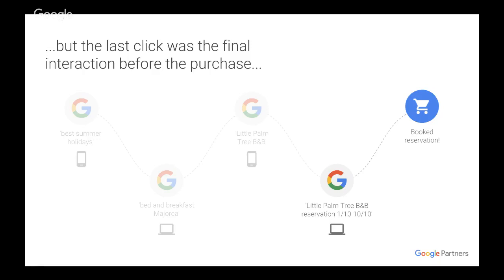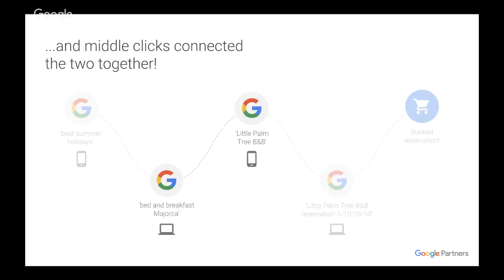Others will think, hey, the last click was the real valuable interaction because it is the final interaction before the purchase. So there are different schools here, because other people will say, hey, the middle clicks actually connected everything, so they are very valuable. The key thing here is we need to be fair. We must be giving credit where credit is due. So how do we attribute value in a fair manner?